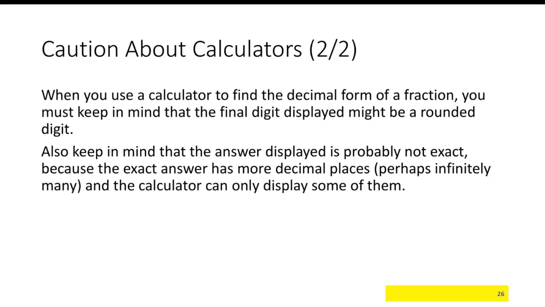When you use a calculator to find the decimal form of a fraction, you need to keep in mind that the final digit displayed might be a rounded digit. So just because your calculator shows you a terminating decimal doesn't mean that's the actual value. It could be a rounded value. Also keep in mind the answer displayed is probably not exact because the exact answer has more decimal places, perhaps infinitely many more, and the calculator can only display some of them.